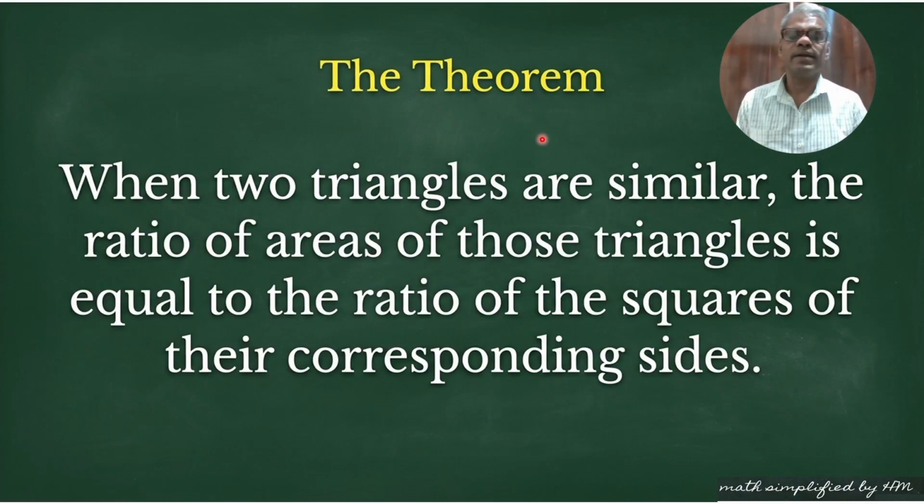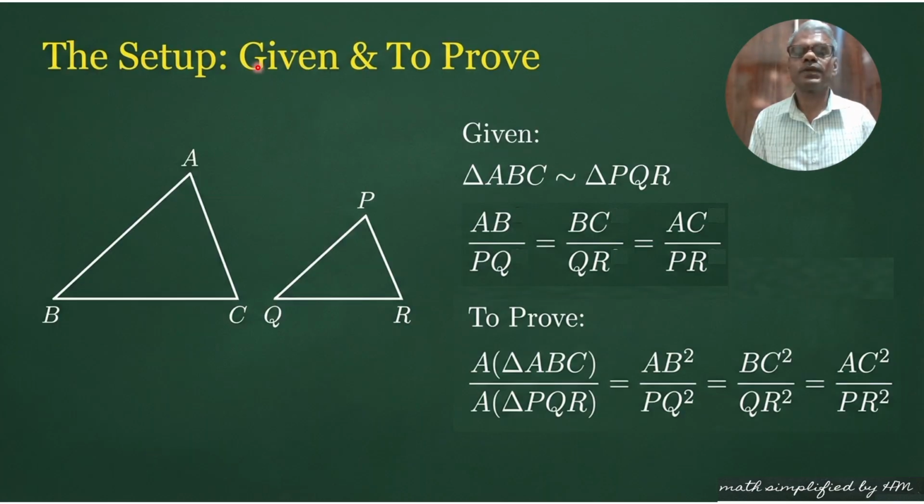We read the theorem statement carefully. When two triangles are similar, the ratio of areas of those triangles is equal to the ratio of the squares of their corresponding sides. So, what they have given in this theorem statement, when two triangles, means there are two triangles which are similar, then the ratio of their areas is equal to the ratio of the squares of their corresponding sides. Now we will break the theorem statement in two parts, given and to prove.